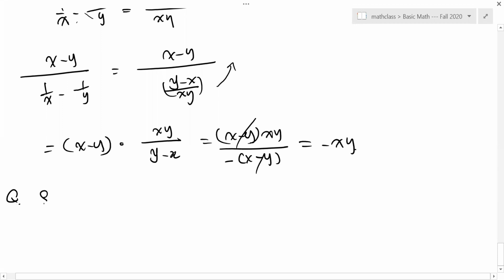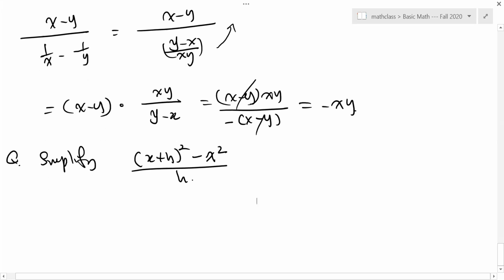And now the next one. Simplify x plus h squared minus x squared, divided by h. Okay, can you do this? The denominator is already very simple. Just try to work on the numerator.